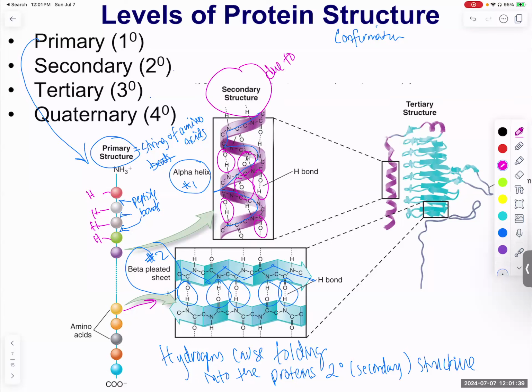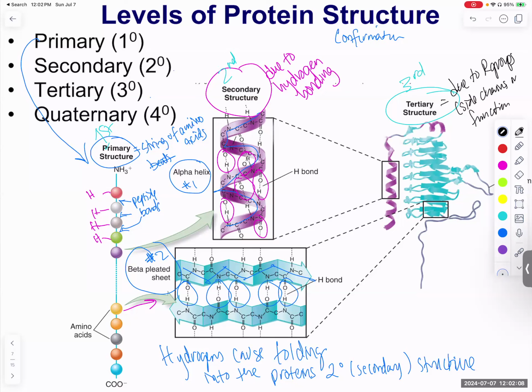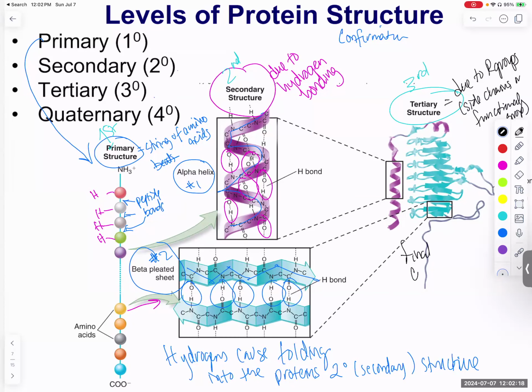So due to hydrogen bonding. Now the third or tertiary structure is going to be due to the R groups, also called side chains or functional groups, same thing. Remember, they're different on every amino acid, and so that's really going to determine the tertiary structure or final conformation of the protein. So let's go through this step by step.